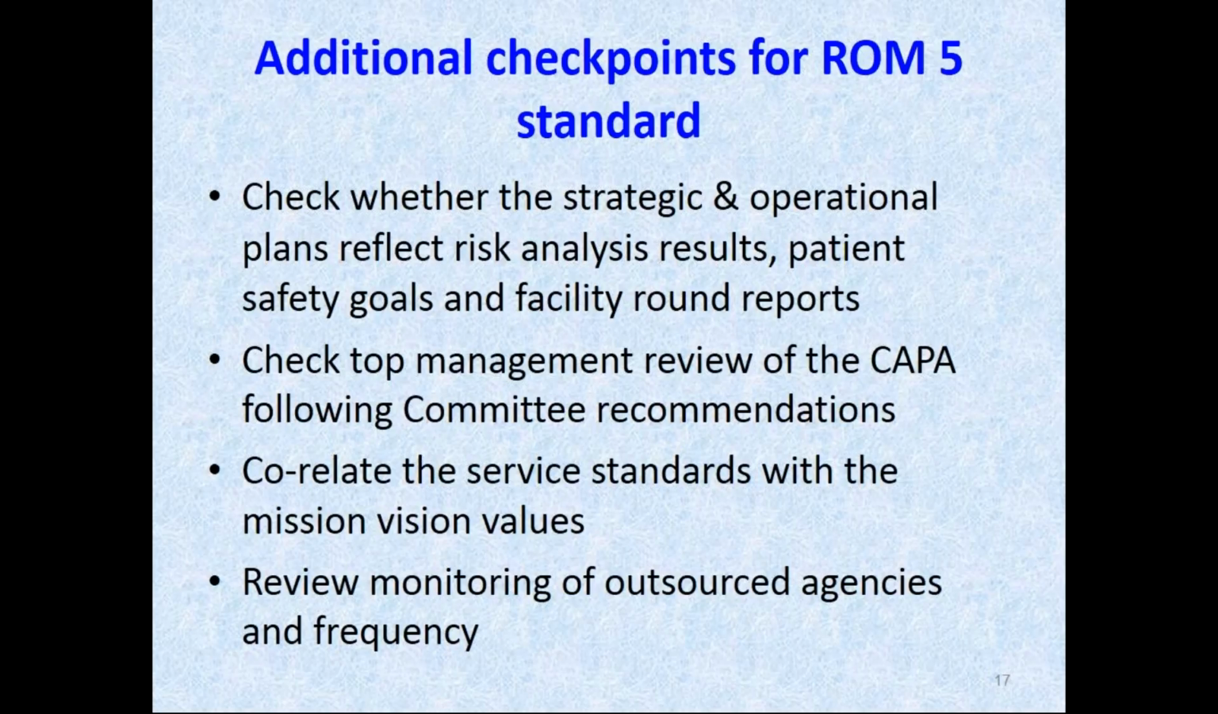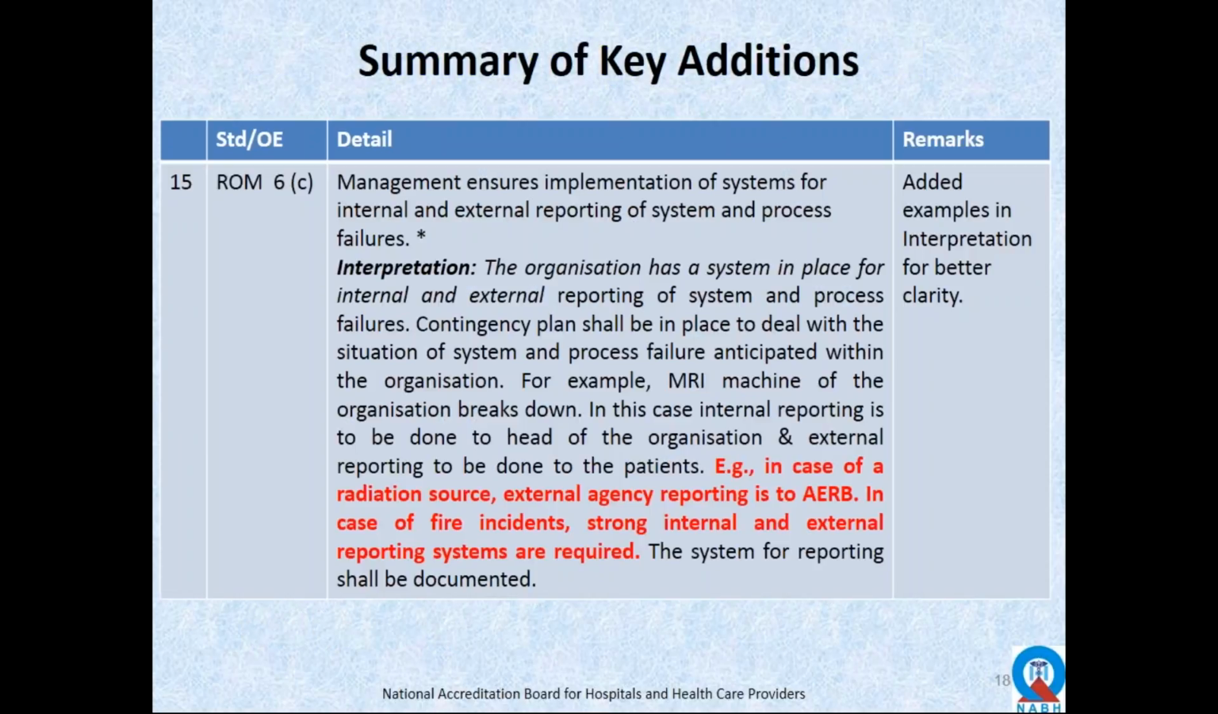Going ahead to ROM 6, which talks about the internal and external reporting of system and process failures. Here certain examples have been added in the interpretation, such as, in case of a radiation source, external agency reporting is to the AERB, and what to be done in case of fire incidents. So such examples bring out the interpretation of internal and external reporting of system and process failures.